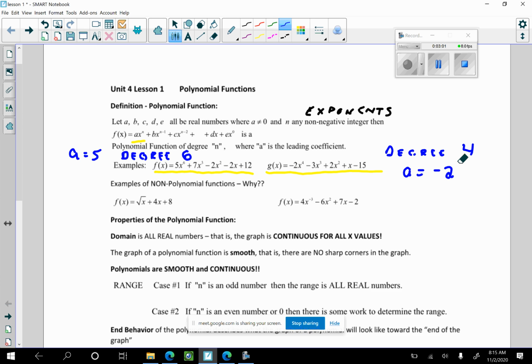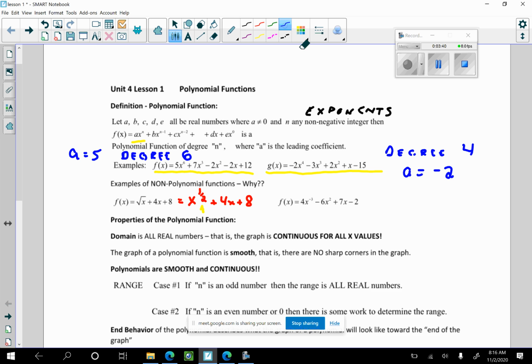Here are some examples of non-polynomial algebraic functions. Just because it's algebraic doesn't mean that it's a polynomial. This is not a polynomial because this radical could be written as x to the 1/2 power, x to the 1/2 plus 4x plus 8. So what makes it a non-polynomial is this 1/2 right there. That's a non-polynomial because the exponent is 1/2. Exponents have to be non-negative integers.